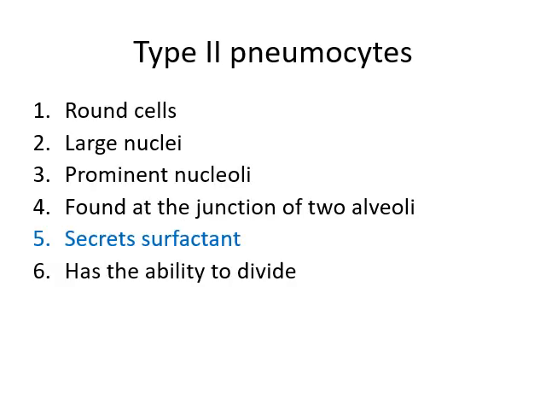Then type 2 pneumocytes, these are rounded cells as you saw. They have large nuclei and prominent nucleoli as well, and they are found at the junction of two alveoli, and they have a special function of secreting surfactant. Now we learned earlier that Clara cells also secrete a component of surfactant. So the other components are secreted by type 2 pneumocytes. And similar to Clara cells, they also have the ability to divide. So they may be able to help when lung tissue is damaged.